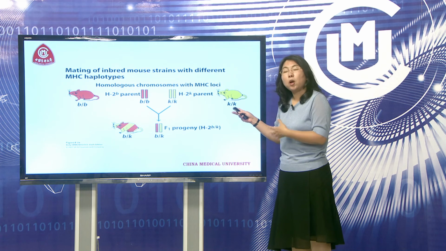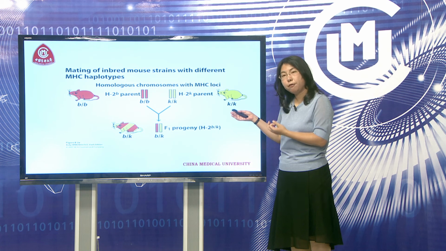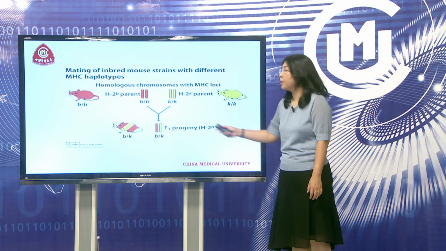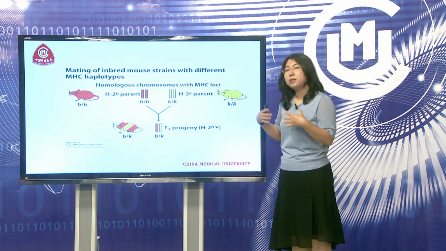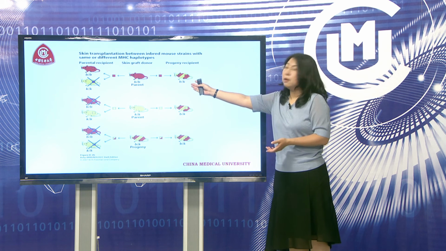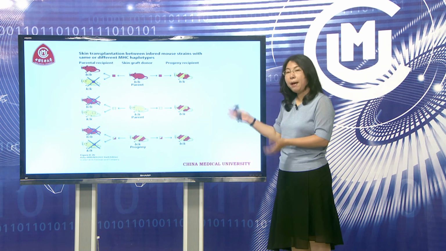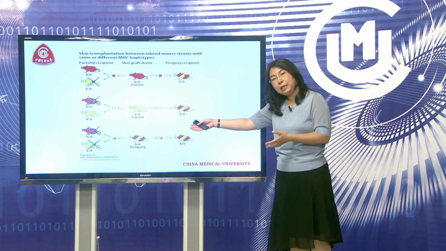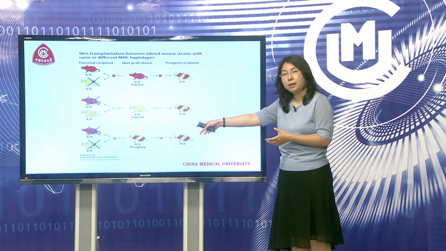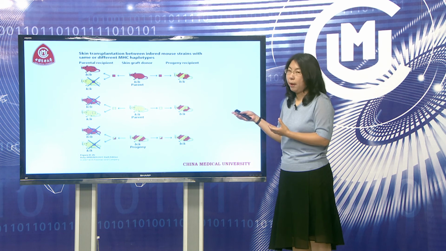Now from the codominant expression, using the inbred mouse, we can find this phenomenon. This is the inbred mouse, this is from parent, and this is their first generation. This first generation expresses all the genes from their parents. So what will happen if we do skin transplantation? The first generation can accept all the skin from their parents. But if we give the progeny's skin to their parents, no, the parents cannot accept the skin from their kid. This is because of the codominant expression of MHC molecules.